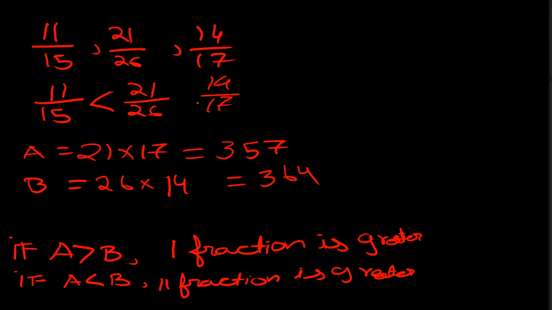So now I have the order: 11 by 15 is smaller than 21 by 26, and 21 by 26 is smaller than 14 by 17. See how easy it is. The thing is, I have to multiply them. I did the SAR method here: 340 plus 17, and here 260 plus 104, I got 364. If you use the method properly, you can get the answer faster.